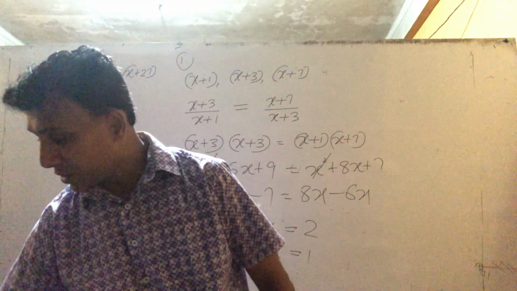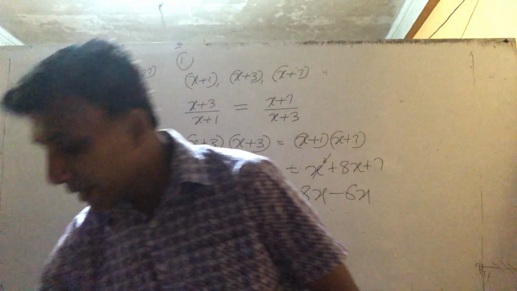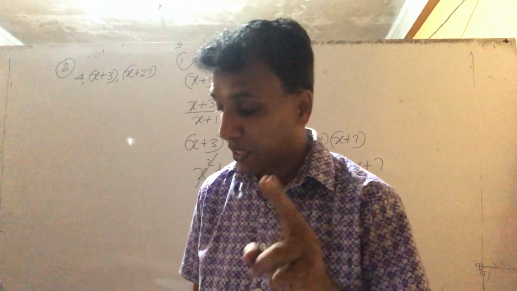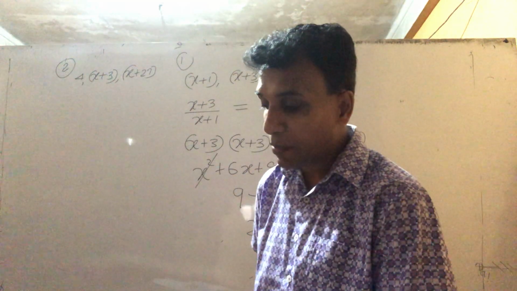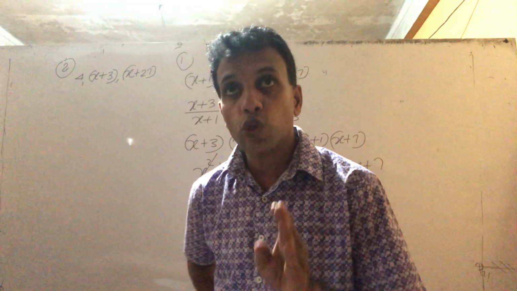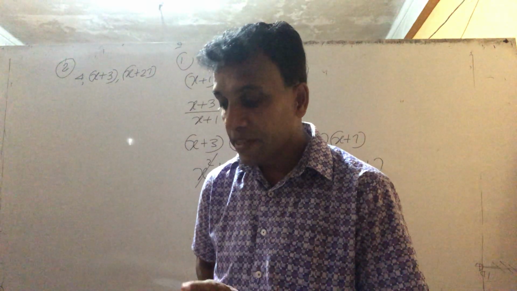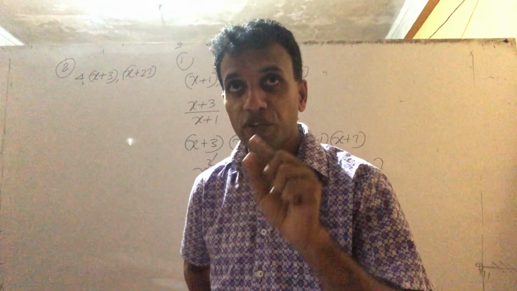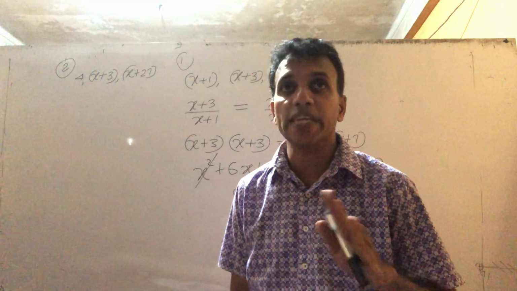Second part, show that there are 2 such GPs and find the first four terms of each.